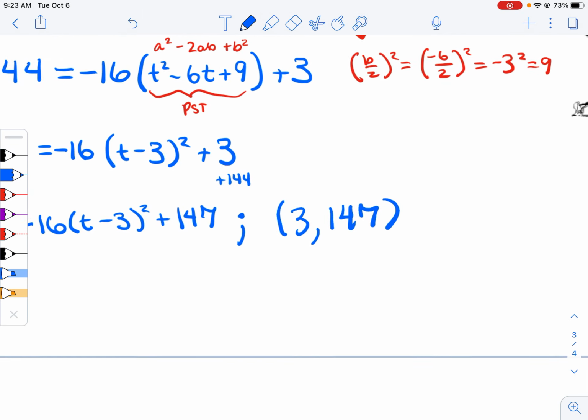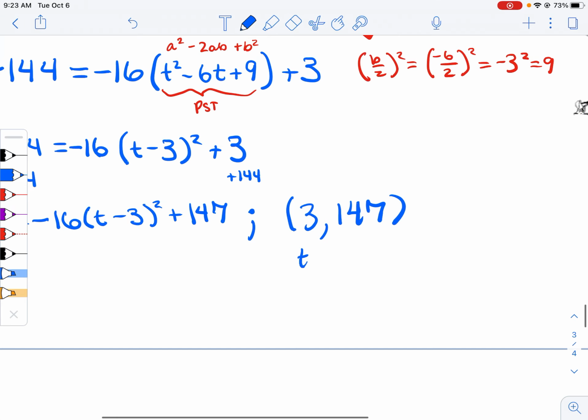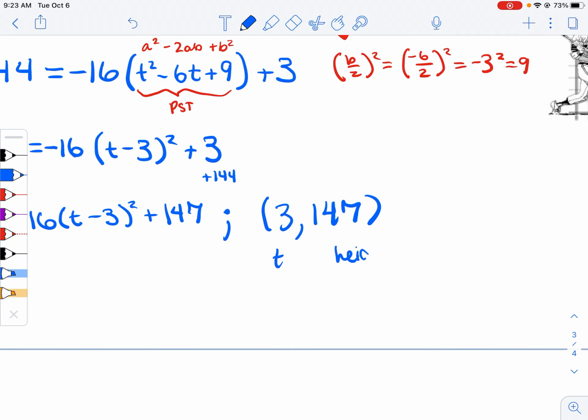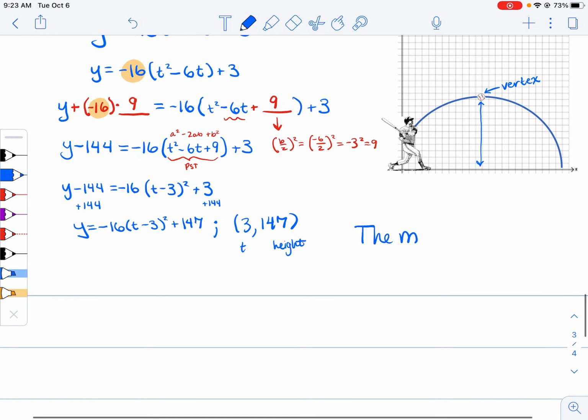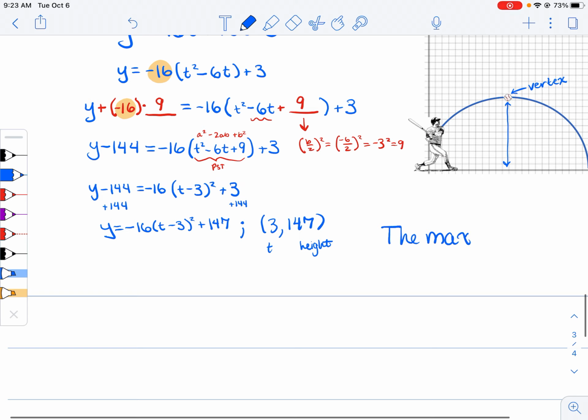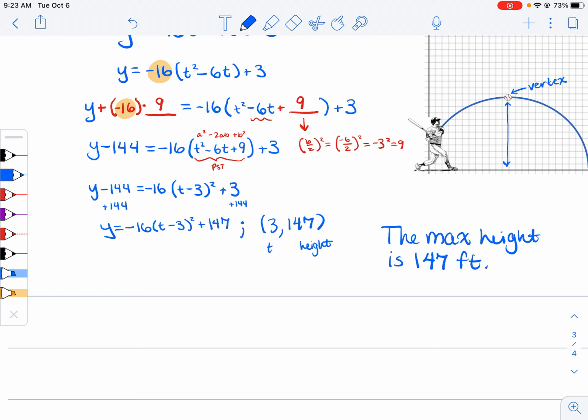In the context of this problem, t is my time, and then the y is actually my height. So at 3 seconds, the ball reached 147 feet, which happens to be our maximum height. So we can say the max height is 147 feet.